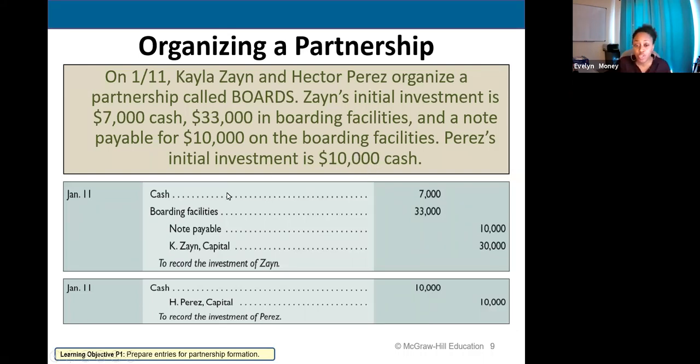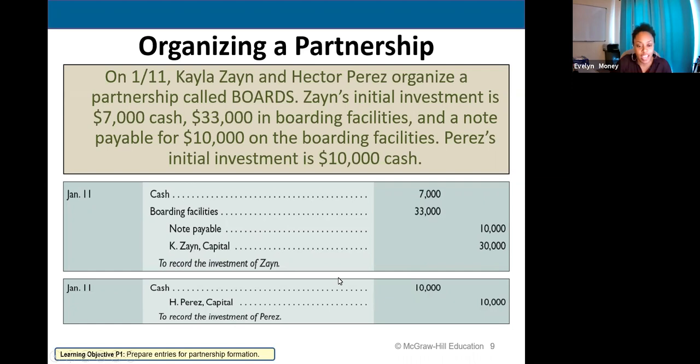We can do this as one big journal entry, or we can do this as two separate journal entries. But here is the key thing. Notice that Kay Zane gets her own capital account, and Hector Perez gets his own capital account. We still debit cash, we still debit boarding facilities, and we credit notes payable for the amount of the liability. We take the difference between the assets and the liability here to find the balance of Kay Zane's capital account. But for Perez, he only brought in cash, so we debit cash and credit his capital account.